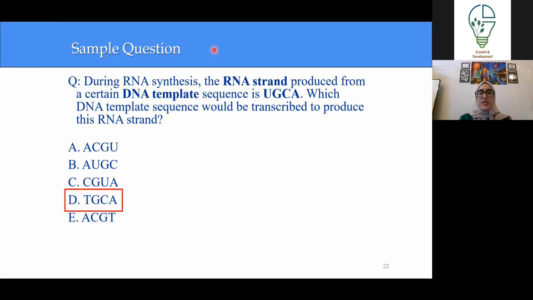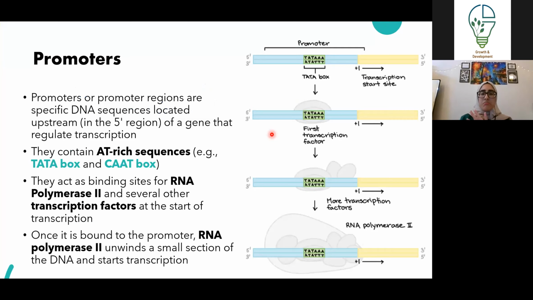All right. So now, coming to the very end of this lecture, just a few other things that we wanted to talk about. We're going to talk about the promoter region in a little bit more detail. The promoter regions are specific DNA sequences that are located upstream of the area where transcription is going to start. And they contain certain sequences like the AT-rich sequences known as the TATA box, and the CAT box or CAAT box.